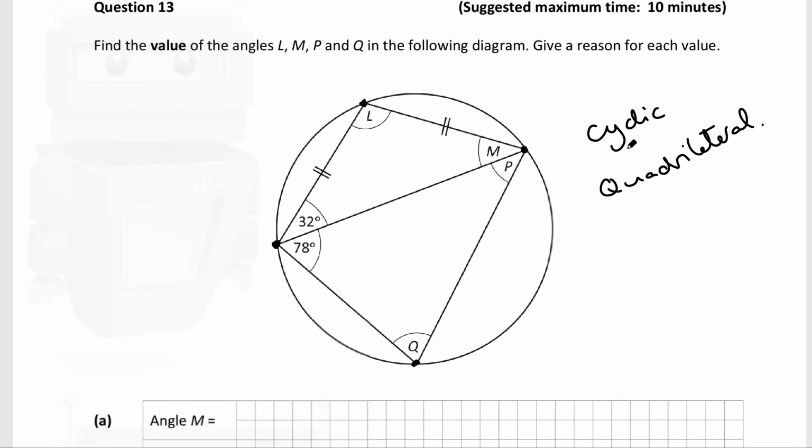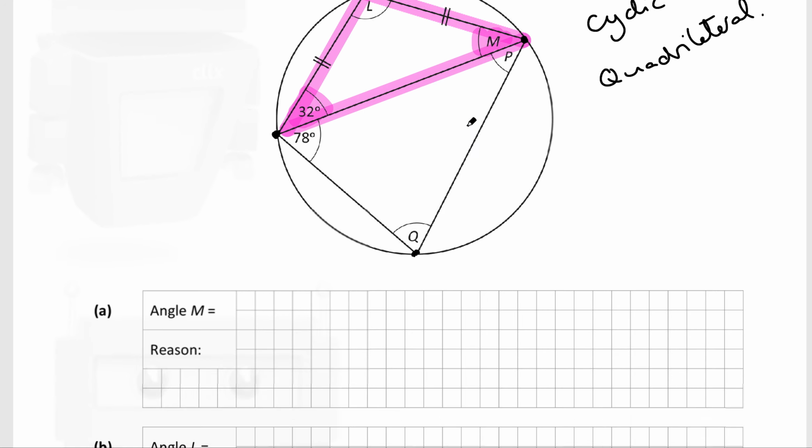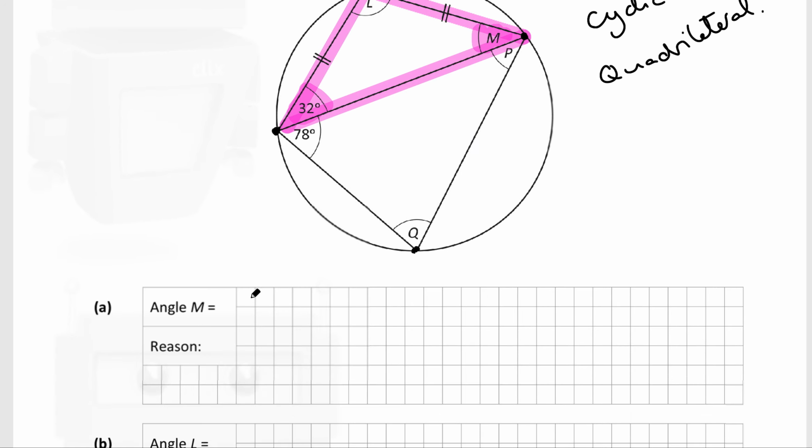When I look at this, the first question is to find M. If you look at where M is, it's part of this triangle. And it's not just a triangle, it is an isosceles triangle. And what we know about isosceles triangles is that if the two sides are equal, the base angles are equal as well. So I know that M is going to be 32, and it's because it's an isosceles triangle.